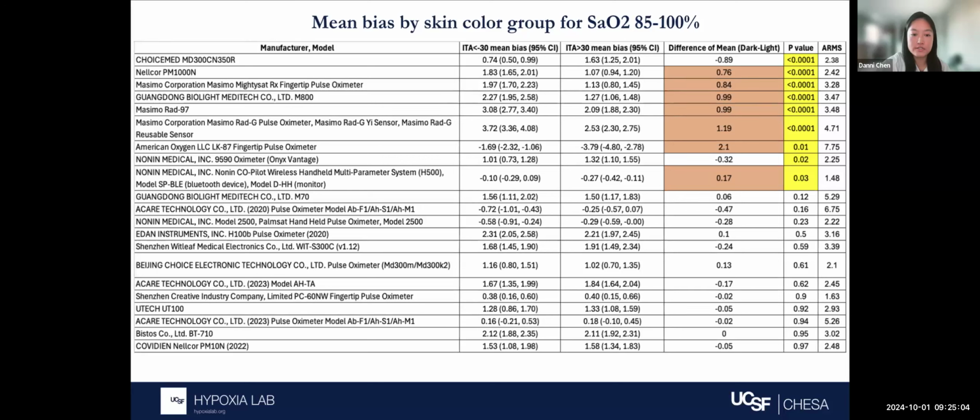And we were also interested to see if ARMS is a predictor of significant difference. But if we look at the last column, which shows the ARMS of each device, we see both devices with ARMS less than 3% and larger than 3% have significant difference. So ARMS is probably not a predictor of significant difference in biases between skin color groups.